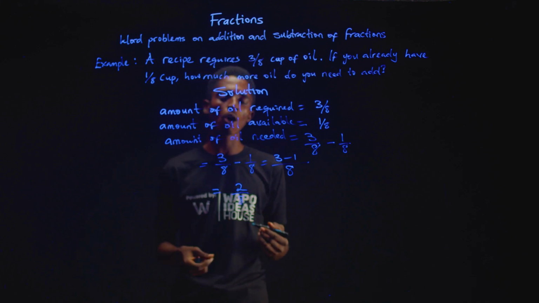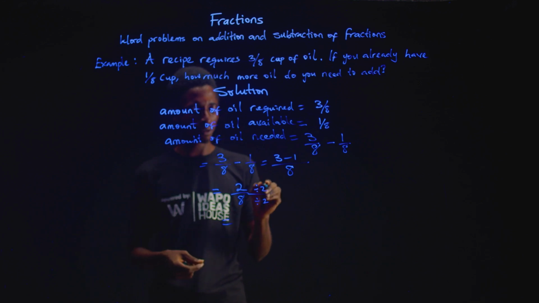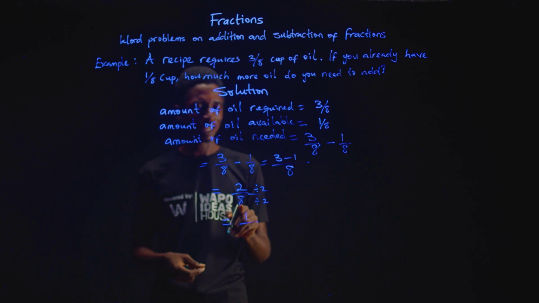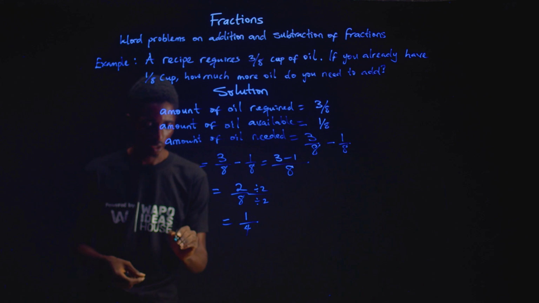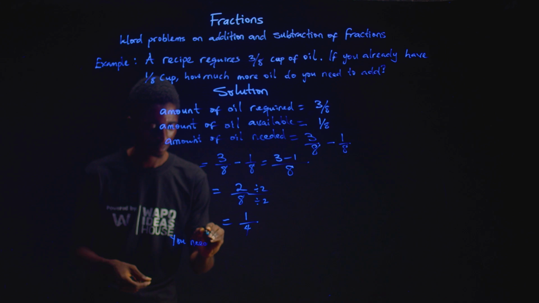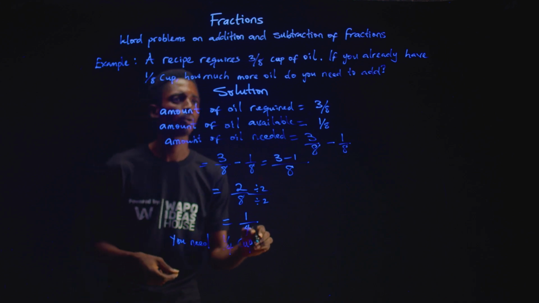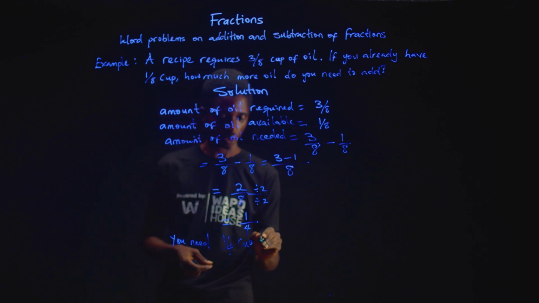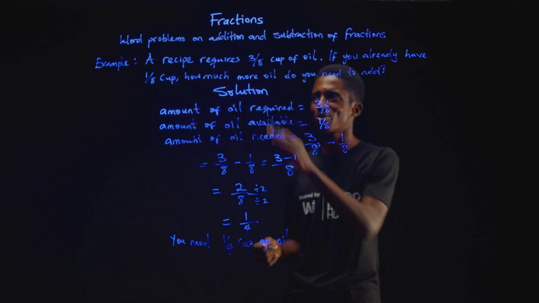So we divide by a common factor, which is 2. So divided by 2, divided by 2. And this would give us 2 divided by 2, we have 1. And 8 divided by 2 will give us 4. So, you need 1/4 cup of oil. And that is the solution to this question.